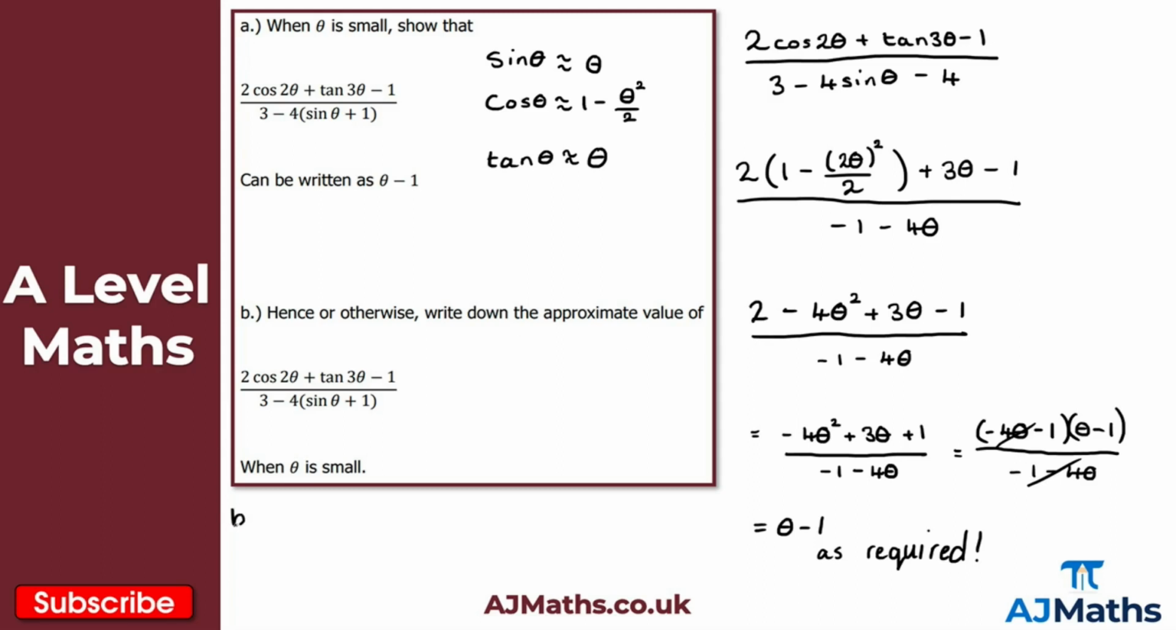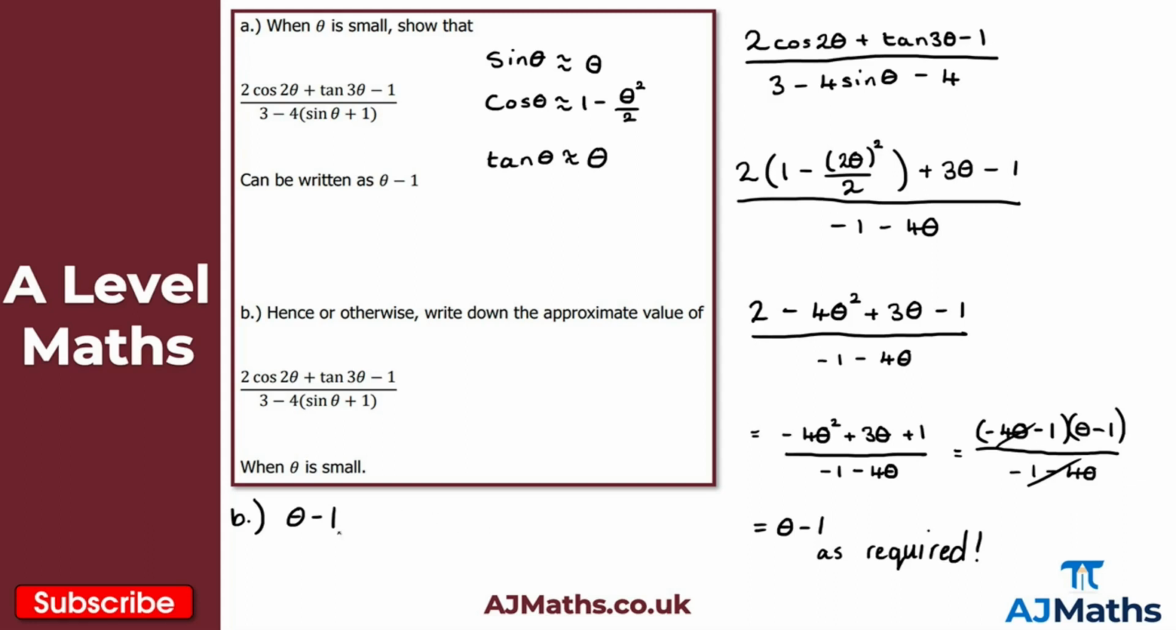So for B, this part is quite nice and straightforward. It says hence or otherwise write down the approximate value of this expression. This is the exact same as the one from part A when theta is small, so this expression can be written as theta minus 1. Now, we're looking at when theta is small. When theta is small, any terms that involve theta you can think of as 0. We just ignore those values.